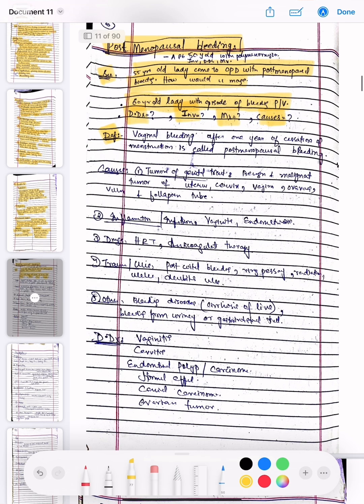The definition of postmenopausal bleeding is vaginal bleeding after 1 year of the cessation of menstruation, and the causes are tumor of genital tract, inflammation or infection, drugs, and trauma. The tumors of the genital tract are benign and malignant tumors of uterus, cervix, vagina, ovaries, vulva, and fallopian tube. Then inflammation or infection includes vaginitis and endometriosis.